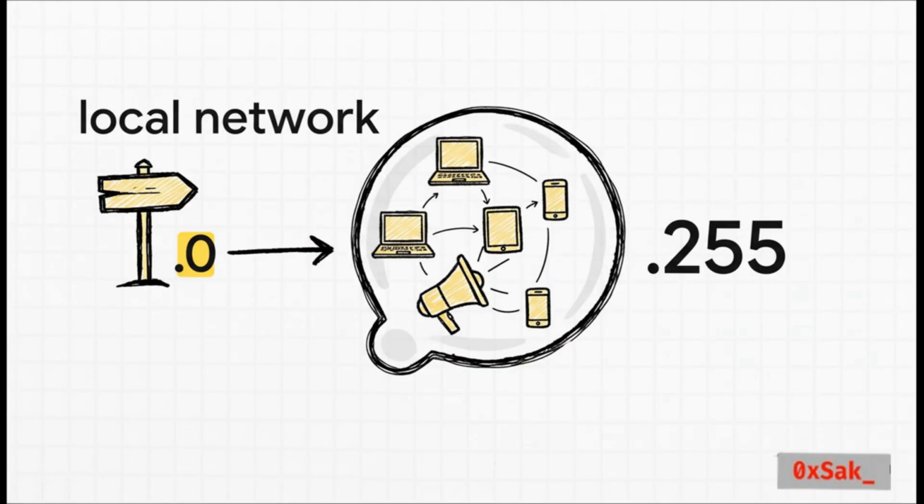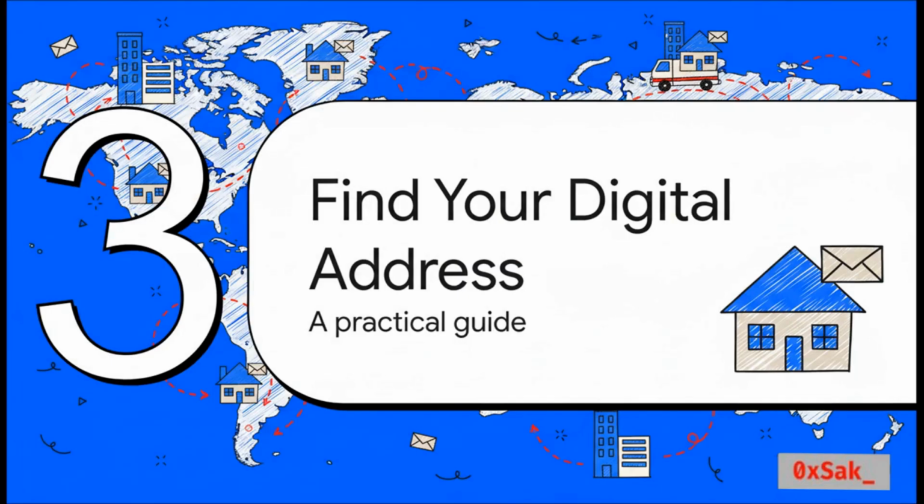Now, hold on. Not every one of those 4 billion numbers can be assigned to your laptop. A couple of them are reserved for special tasks. The first address in a range, the one ending in .0, usually identifies the network itself, kind of like the name of the street. And the very last one, .255, that's the broadcast address. Sending a message there is like shouting through a megaphone to every single device on that network at the same time. Okay, enough with the theory for a minute.